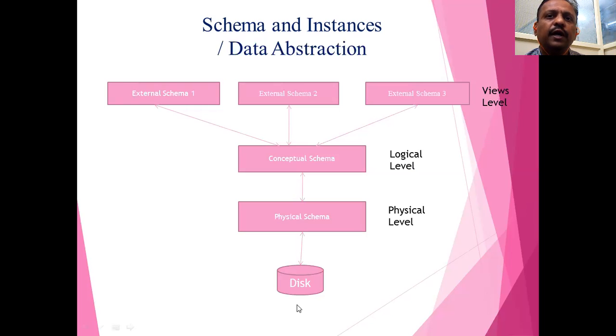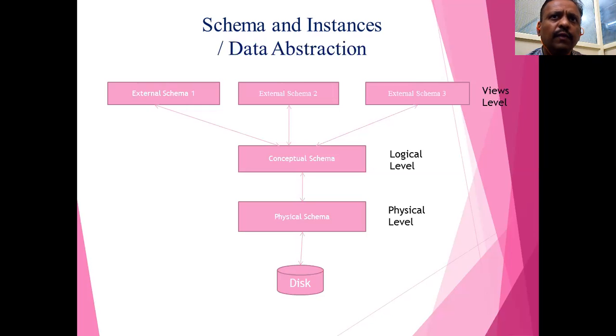Here you have a disk, which means you have a database. The database basically has three levels. That is the physical schema. What is physical schema? The actual structure of a table. The conceptual schema is the second level. What is conceptual schema? It contains instances of a schema. And what is the third level? That is the external schema, or you can say the view level.